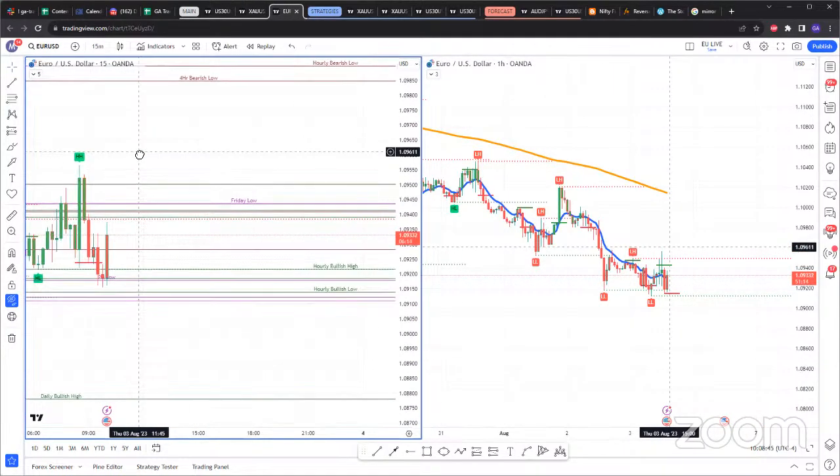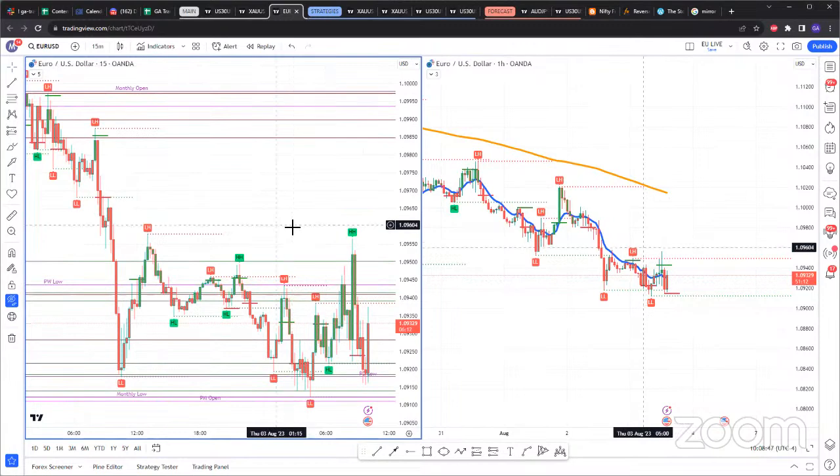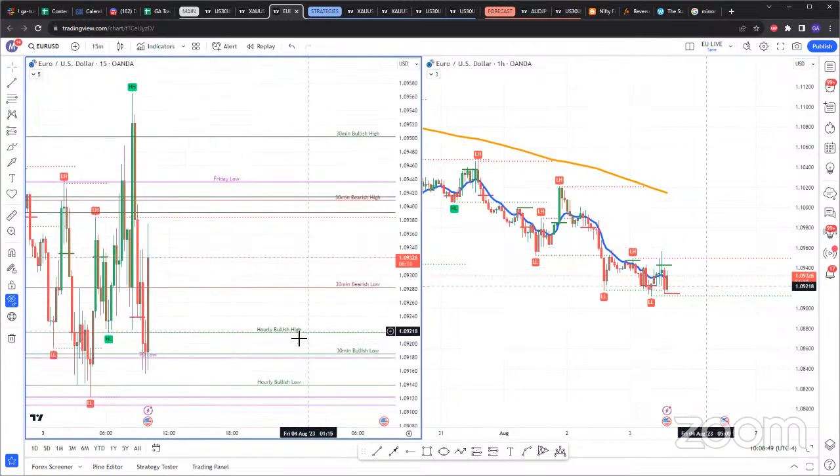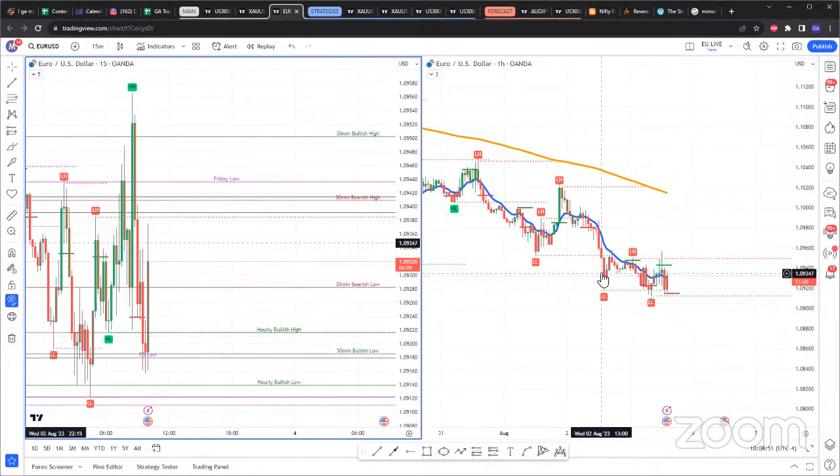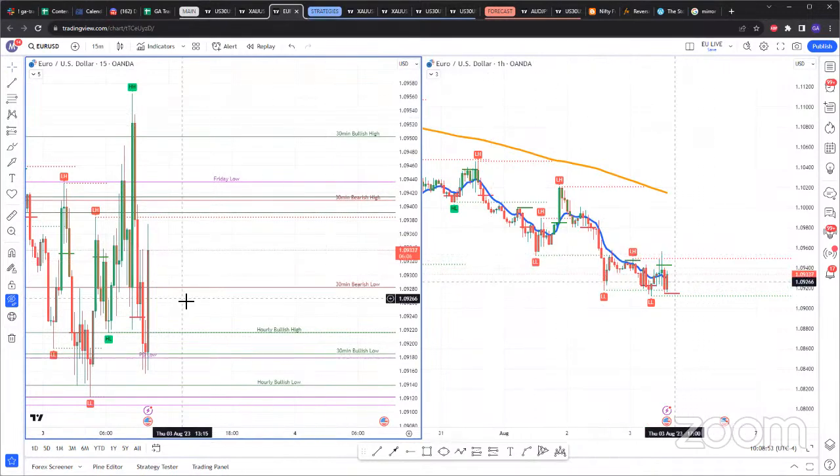For EU, really nothing here as well. EU, we have an hourly bullish high, hourly bullish low here. So possibly getting that reversal on EU.